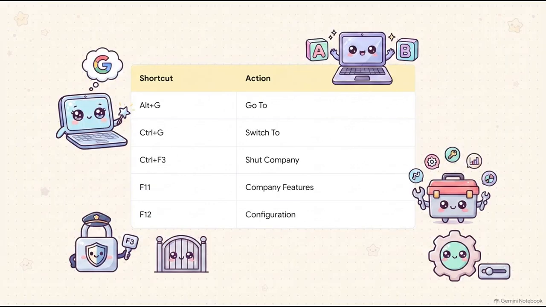Let's lock in some of the most heavily tested keyboard shortcuts. You absolutely need to know these by heart. Alt plus G opens Go To. Control plus G triggers Switch To. To shut a company securely, you're going to use Control plus F3, and finally F11 opens your company features, while F12 opens configuration. Now, Alt plus G and Control plus G might sound super similar, but they do entirely different things, which actually leads us perfectly into our next section.